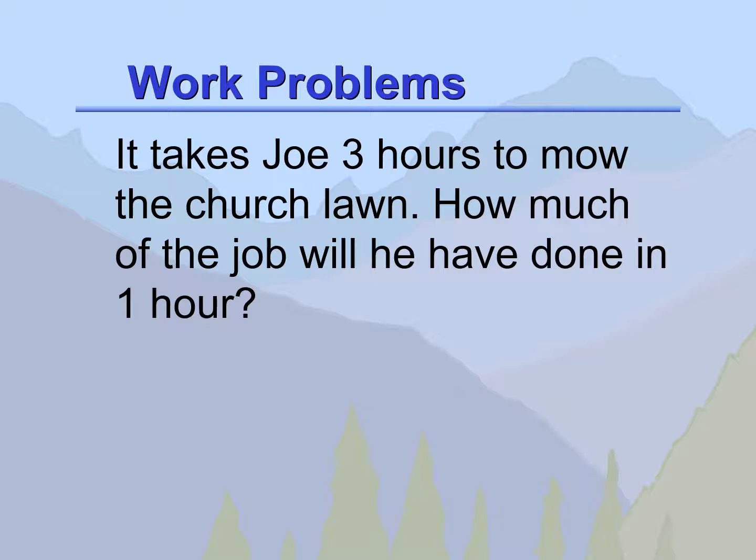So let's look at Joe. Joe takes 3 hours to mow the church lawn. So how much of the job will he have done after 1 hour? Well, since it takes him 3 hours to do the entire lawn, after 1 hour, you'd only have 1/3 of the job done.